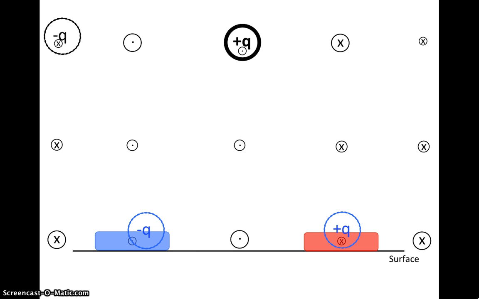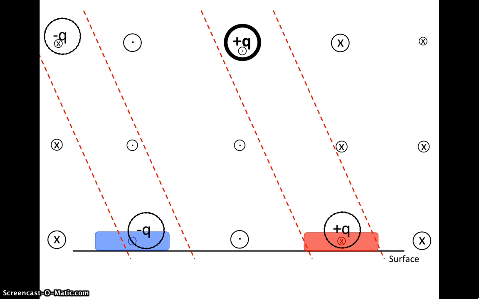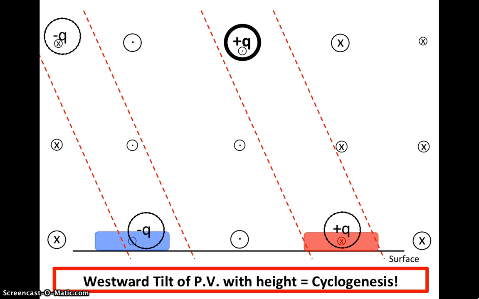Now it can be seen that there is a westward tilt of PV with height, and a westward tilt of PV with height indicates cyclogenesis, because as long as the system is in phase, the cycle will just continue to amplify the original PV anomaly, which will then in turn amplify everything else, including your surface low where the warm temperature anomaly is.